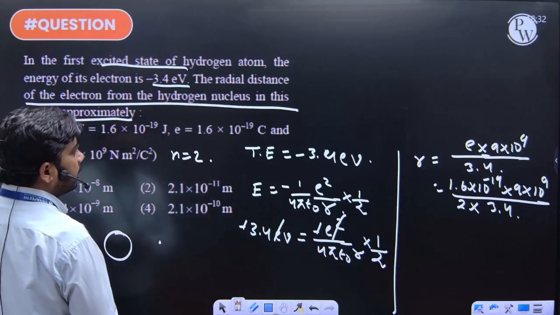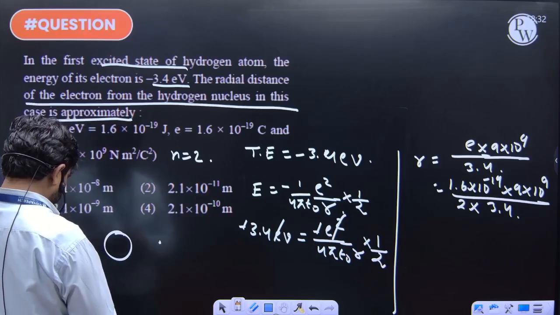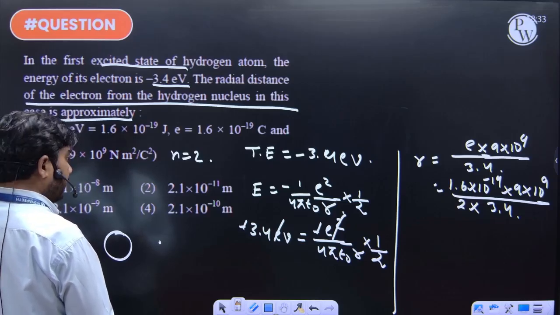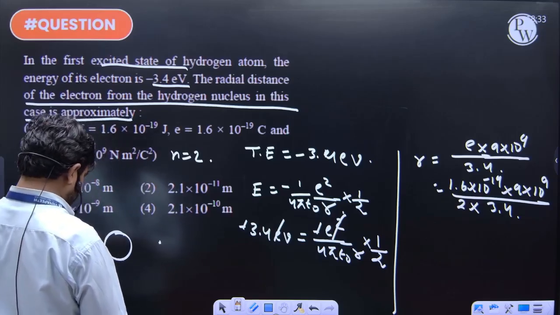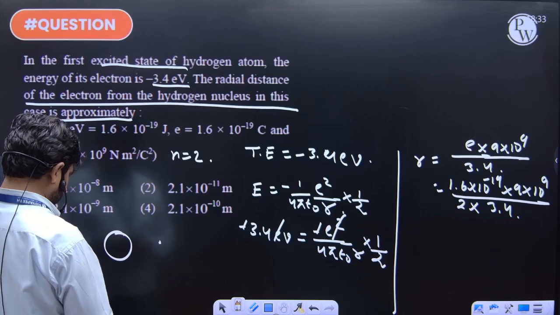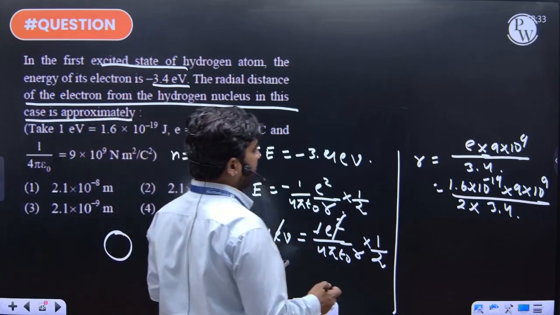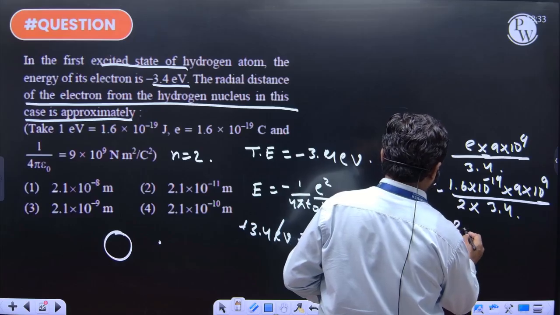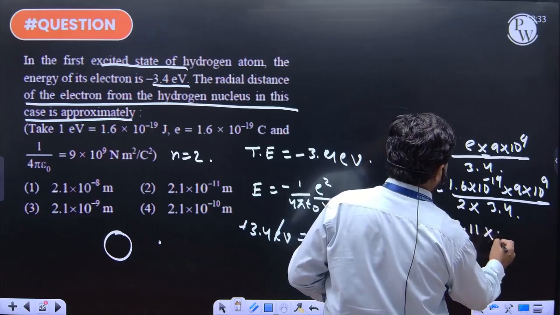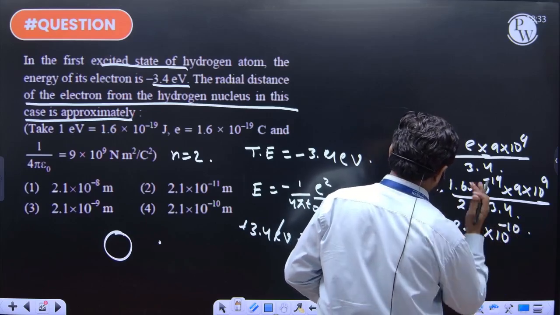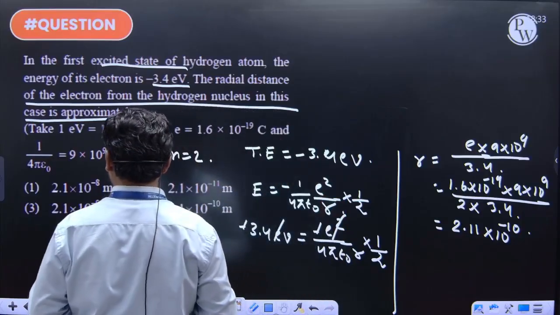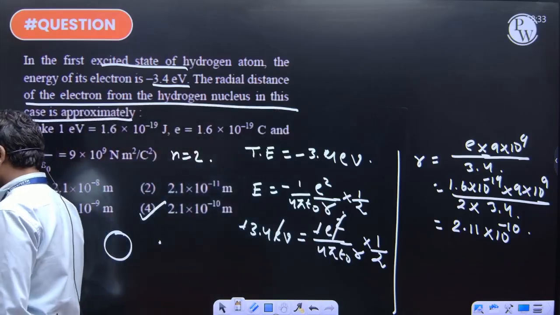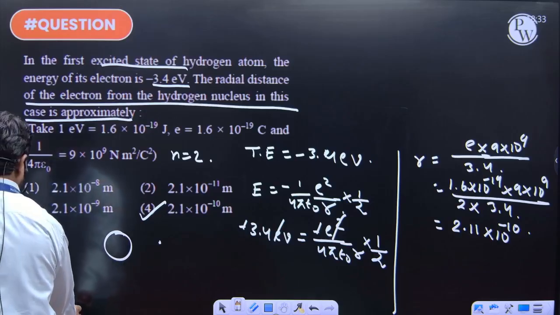So 1.6 into 9 divided by 6.8. 2.11 into 10 to the power minus 10. So which one? 2.1 into 10 power minus 10. This one. So option number 4 is the correct one. Let's move to question number 44.